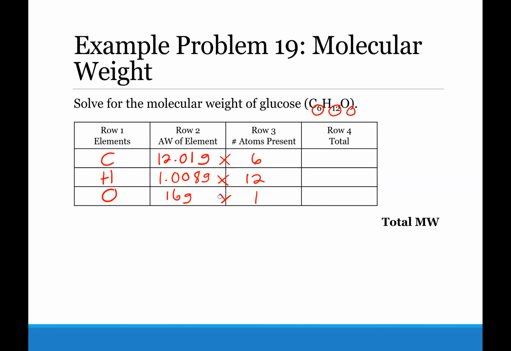So, multiplying row 2 by row 3, 12.01 times 6 is 72.06 grams. 1.008 times 12 is 12.096 grams. And 16 times 1 is 16 grams.